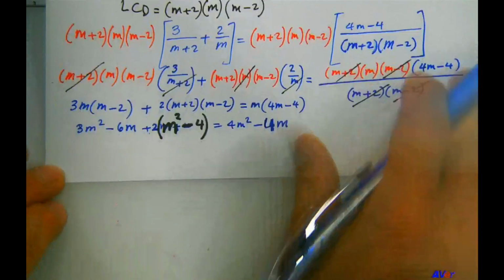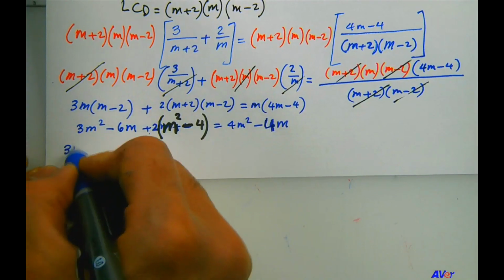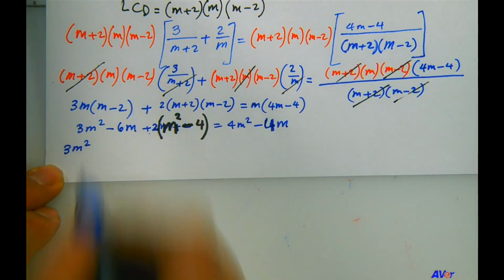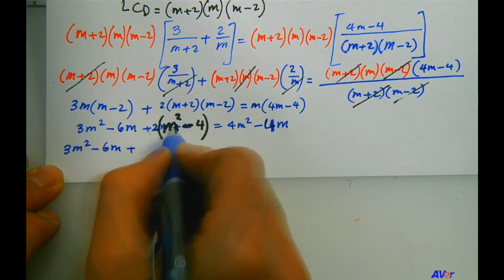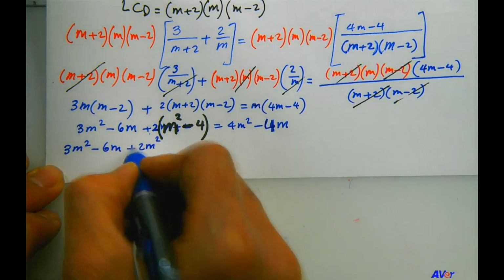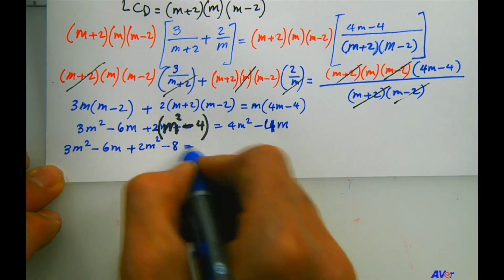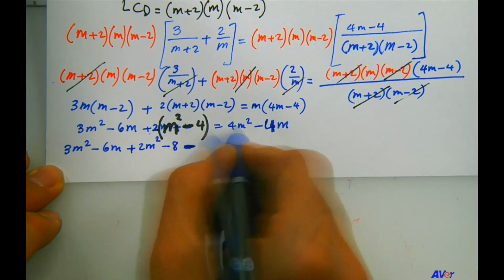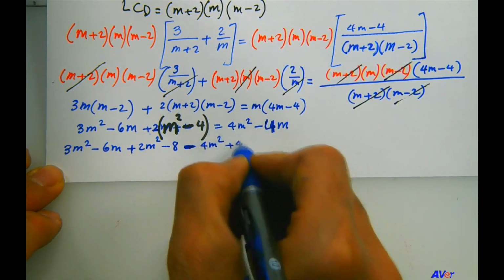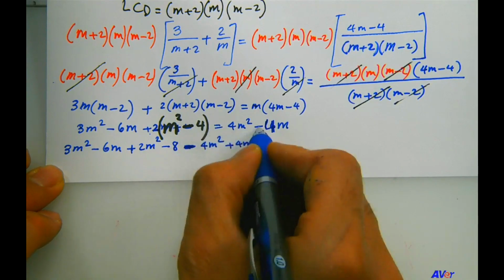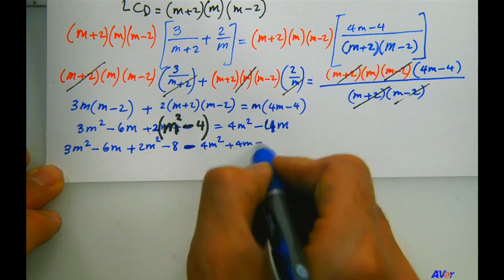Okay, so now let's distribute and move everything to the left. So we have 3m squared minus 6m plus 2 times m squared, which is 2m squared, 2 times minus 4, minus 8, minus 4m squared plus 4m. When you move these to the left, they change algebraic sign. 4m squared becomes negative, minus 4m becomes positive, equals 0.